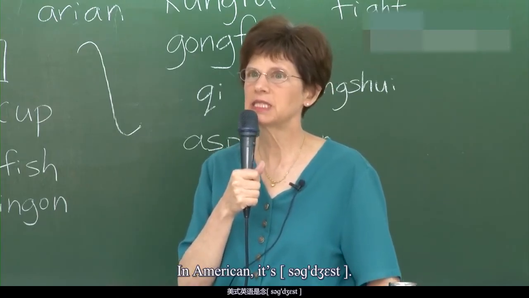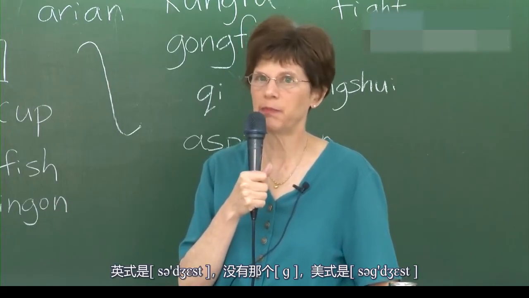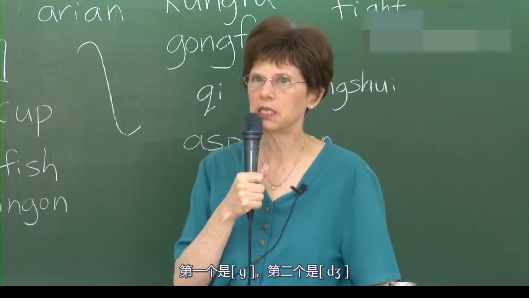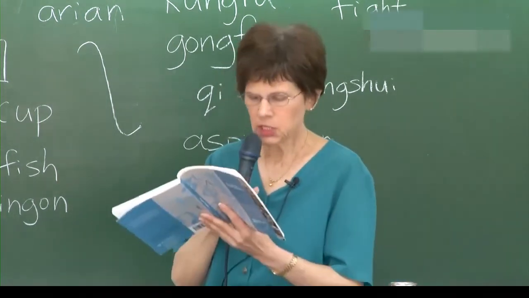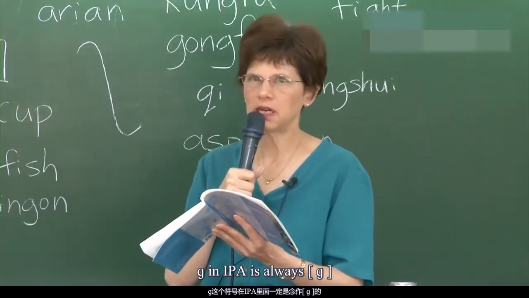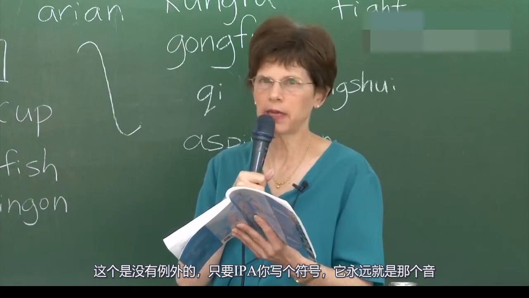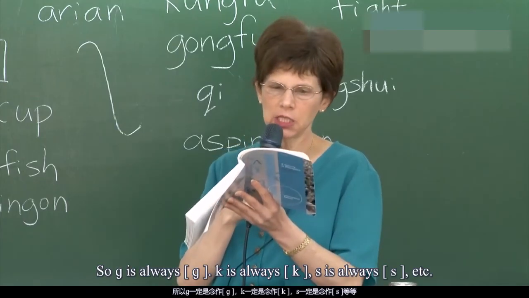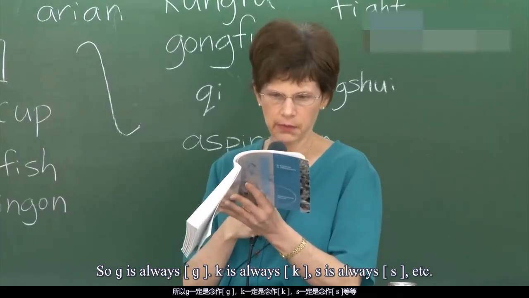In American, it's suggest. 英式是 suggest, 没有那个 g. 美式是 suggest. 第一个是 g, 第二个是 j. So watch out for that. G in IPA is always g. 这个是没有例外的。只要 IPA 你写个符号，它永远就是那个音。So G is always g, K is always k, S is always s, etc.